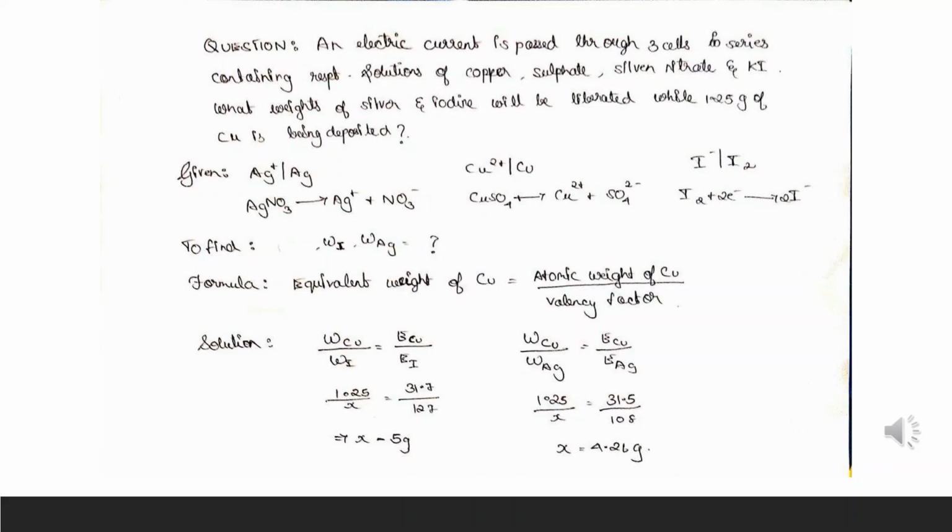Solution: weight of copper by weight of iodine equals equivalent weight of copper by equivalent weight of iodine. While substituting these values, we get that weight of iodine is 5 gram. Similarly, weight of copper by weight of silver equals equivalent weight of copper by equivalent weight of silver. While substituting these values, we get weight of silver is 4.26 gram. That's all. The question has ended.